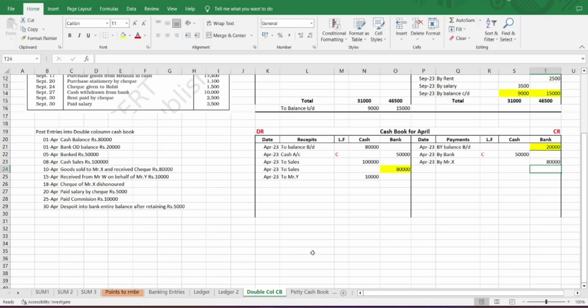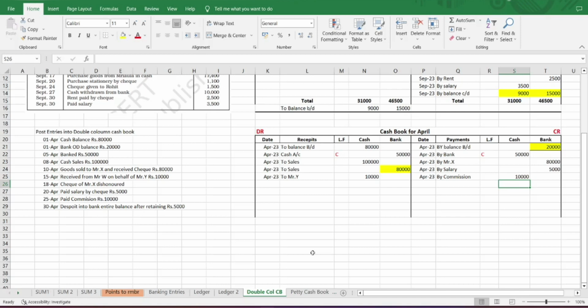Next, paid salary by check. By salary by check we are making the payment. So 5,000 rupees. Next, paid commission 10,000 rupees. By commission, cash column 10,000 rupees.